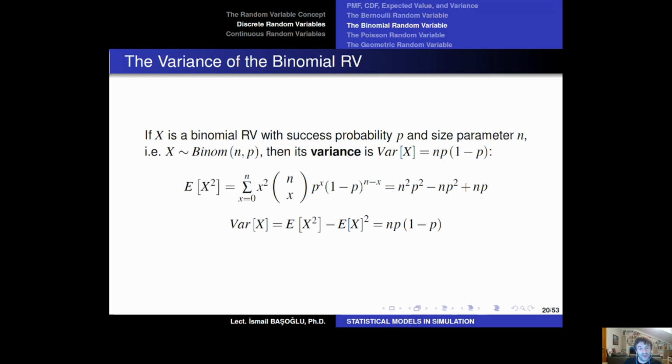And similarly, the variance can be calculated through the convenient formula of the variance, and that becomes n times p times 1 minus p. Now, actually, a binomial random variable is the sum of n independent Bernoulli random variables, where n is the size parameter. So the variance of a binomial random variable should be equal to the sum of the variances of the Bernoulli random variables. Because we have n Bernoulli random variables that are independent from each other, we can say that the variance of a binomial random variable is equal to n times p times 1 minus p.